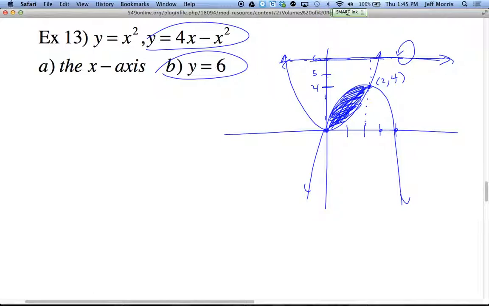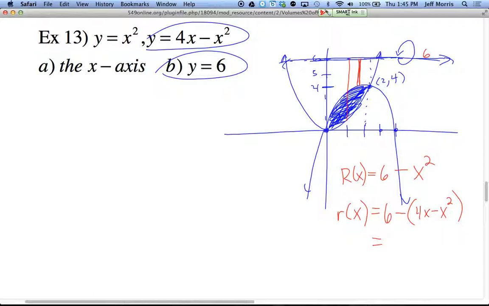Outer radius, it's pretty fast when you get the hang of it. Outer radius is going to be this, inner radius is going to be this. So outer radius is going to be top minus bottom. I'm going to go 6 minus the bottom function, which is x squared. Inner radius is top function again, 6, minus the bottom function, which is 4x minus x squared. You have to be careful there because you have to distribute a negative. So the inner radius would be 6 minus 4x plus x squared.